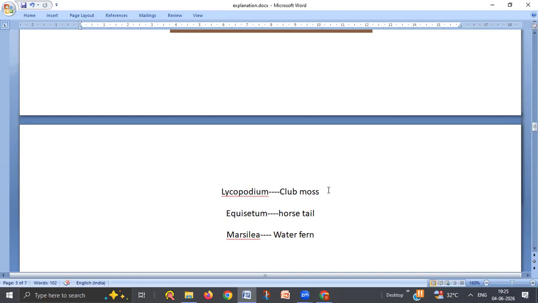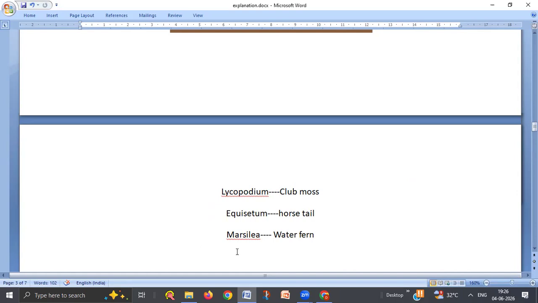Sometimes they may ask different questions. Next time they may ask about Lycopodium: which one of the following is called as club moss? That is Lycopodium. Which one of the following is called as horsetail? Equisetum is called as horsetail because they appear like horsetails. Equisetum usually produces cone-like structures. Due to the presence of the cones, it appears like a tail, called as horsetail.